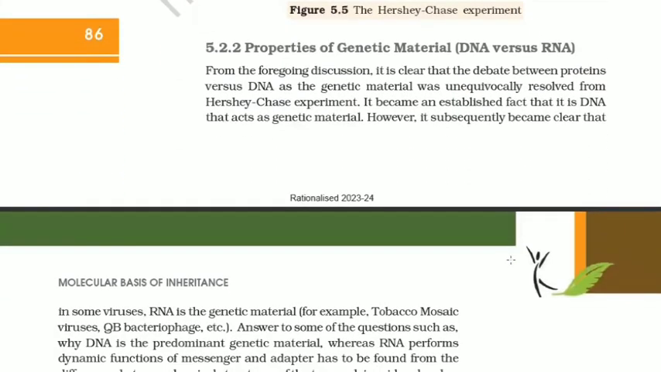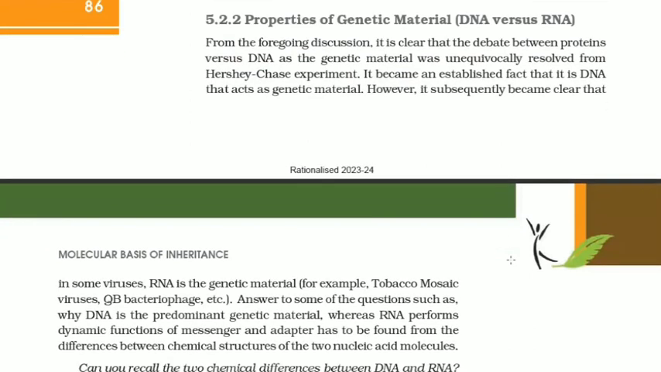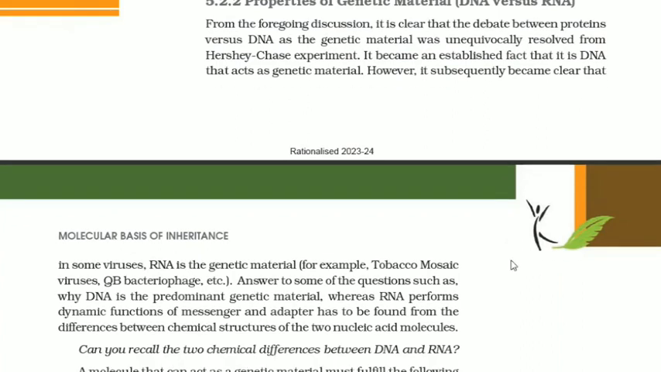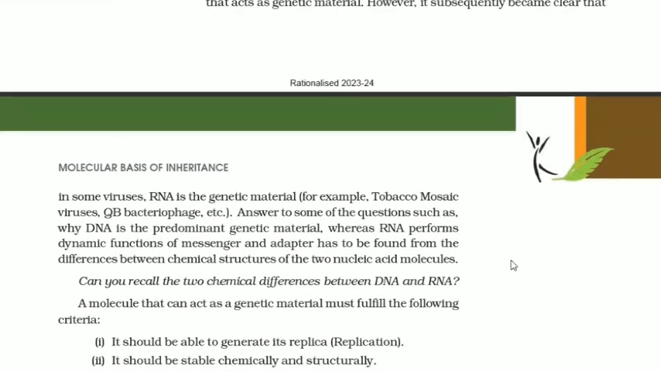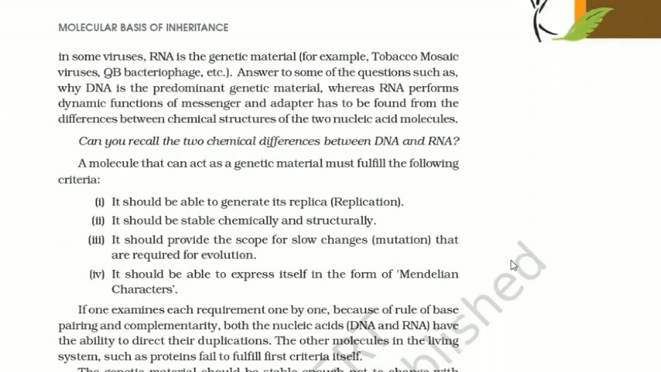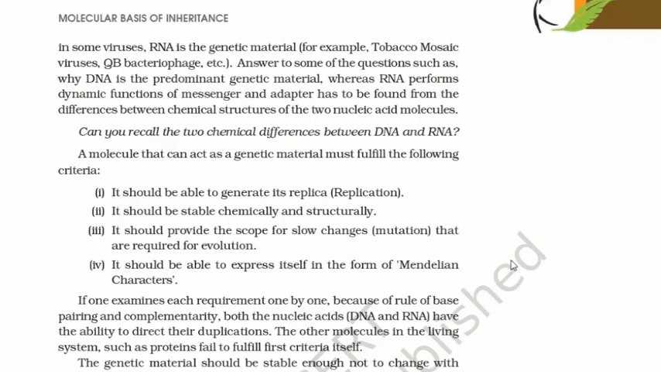5.2.2 Properties of genetic material, DNA versus RNA. From the foregoing discussion, it is clear that the debate between proteins versus DNA as genetic material was unequivocally resolved from the Hershey-Chase experiment. It became an established fact that it is DNA that acts as genetic material. However, it subsequently became clear that in some viruses, RNA is the genetic material, for example tobacco mosaic virus, Qβ bacteriophage, etc. The answer to some of the questions, such as why DNA is the predominant genetic material whereas RNA performs dynamic functions of messenger and adapter, has to be found from the differences between the chemical structures of the two nucleic acid molecules.